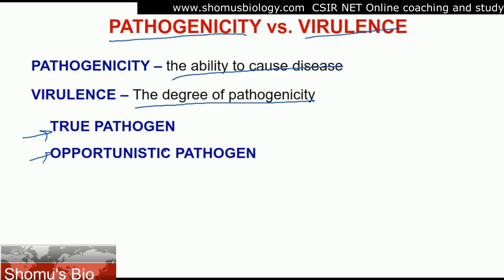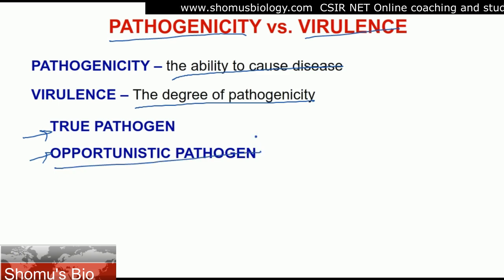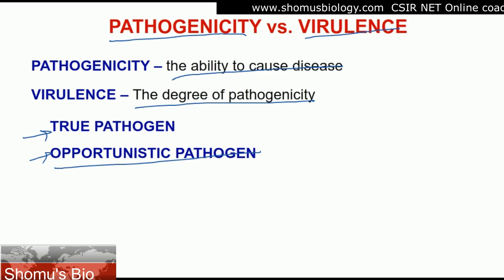And there are opportunistic pathogens. Opportunistic pathogens are those which normally do not cause any disease while staying in our body, but will cause disease only in situations where they find the environment to be infection worthy. That's the difference between true pathogen and opportunistic pathogen.